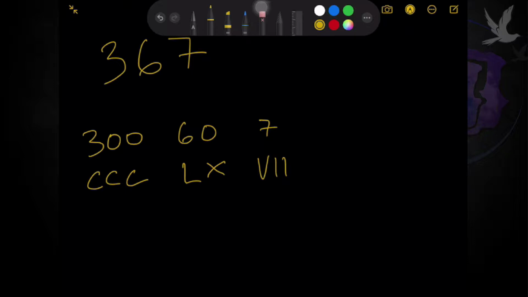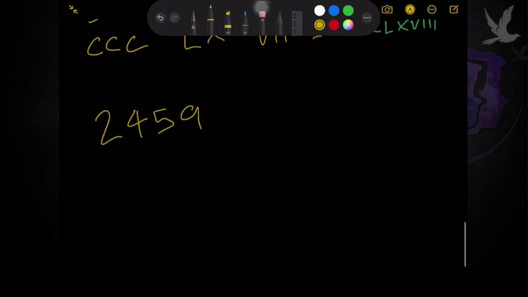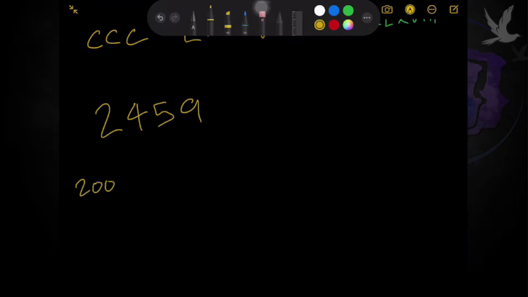You have CCC for 300, LX for 60, and VII for 7. So, ibig sabihin, putting them all together, you now have a total of CCC, LX, VII. And that goes for 367. So, that's the Roman numeral value for 367. So, same logic lang. Kahit even if you reach 1,000, no? Let's say you have 2,459. Then again, breaking them down para mas simple lang para mas makuha natin. 2,000, you have 400, you have 50, you have 9.